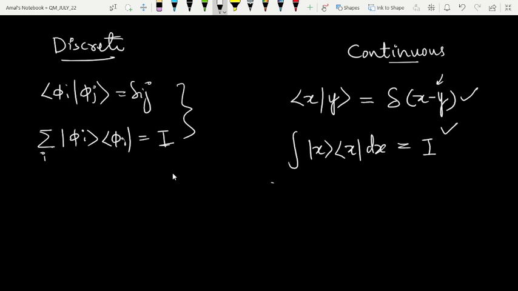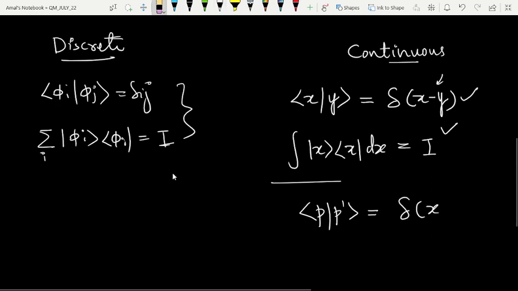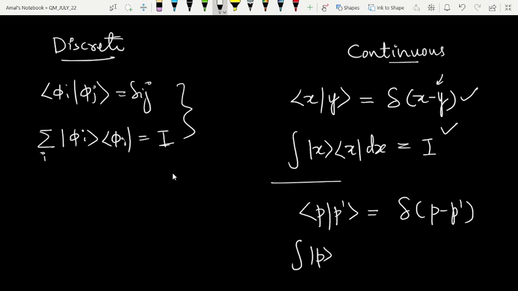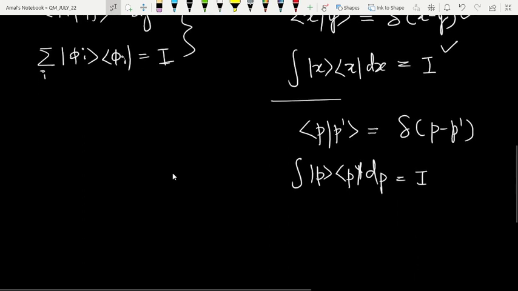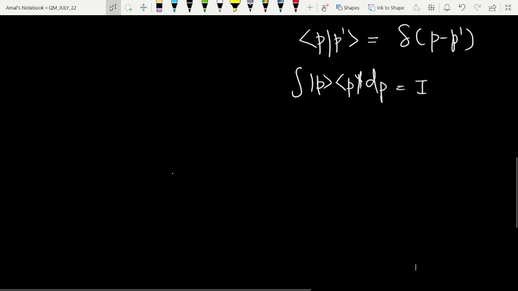Similarly, this is for the position basis. I can also write similar equations for the momentum basis. The inner product of p with another p dash is equal to delta of p minus p dash. Also the integral of the outer product of p with p, dp, is equal to I. So these are the continuous counterparts. If we know these two relations, we can almost do anything we want.